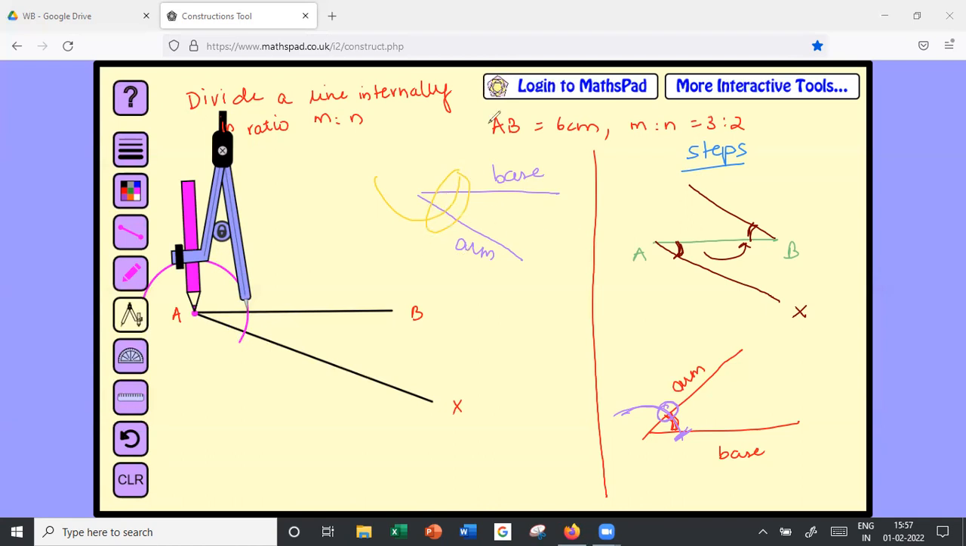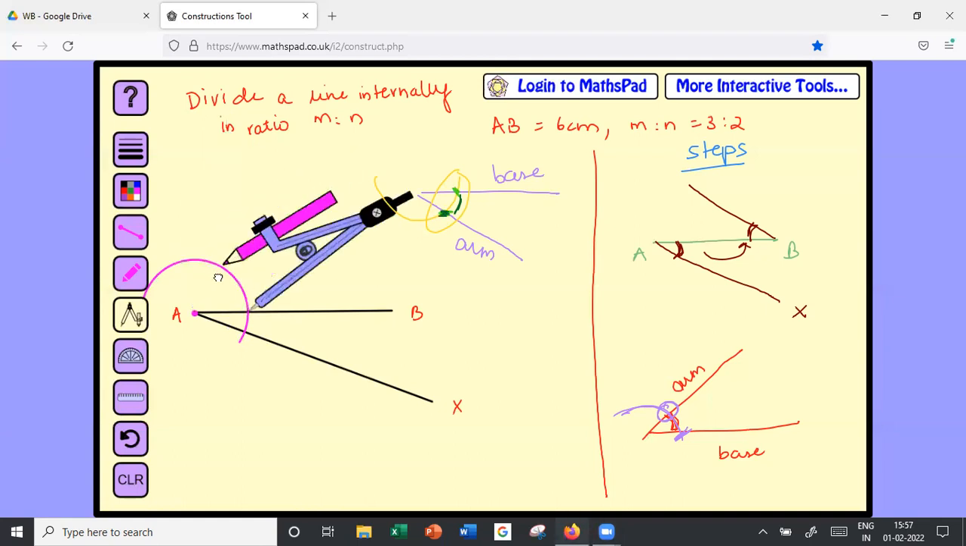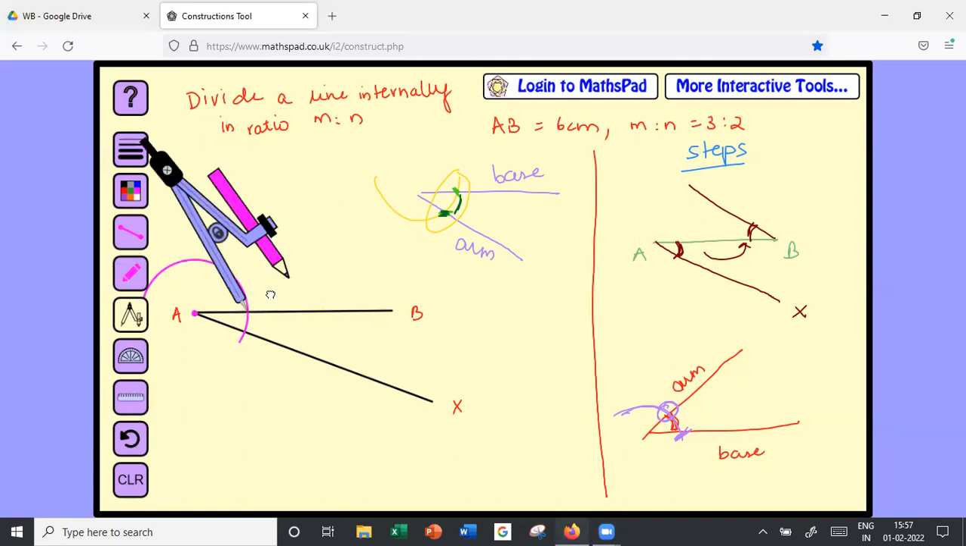So now you're going to keep your pointed end of the compass on this line, on your base, and you're going to measure this distance. Let me use this color. Yeah, you're going to measure this distance. That will give you your angle value, right? Okay. So now I'm going to measure this distance.